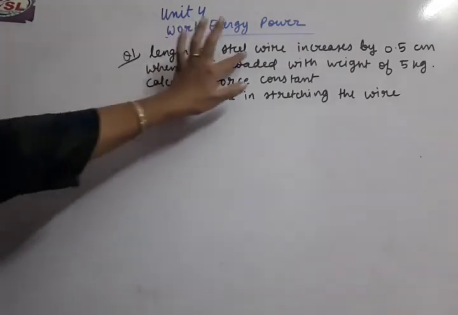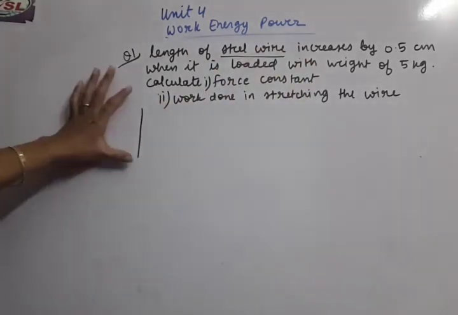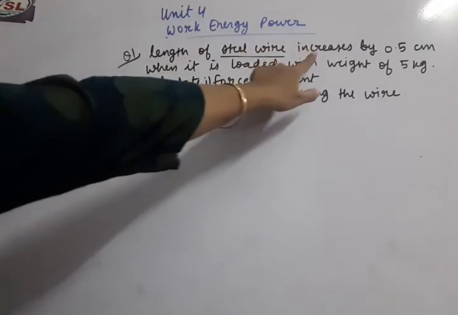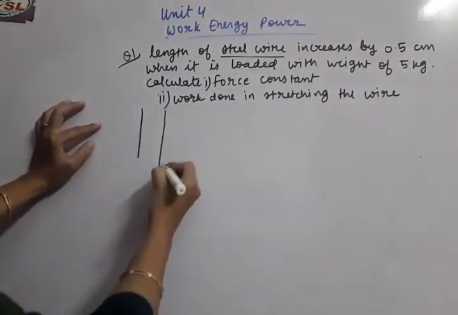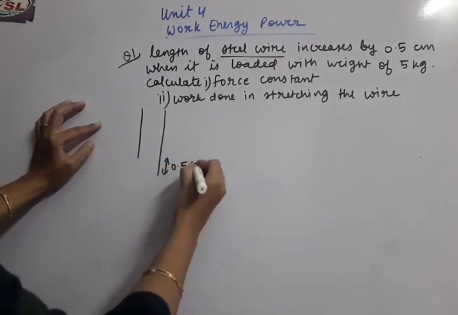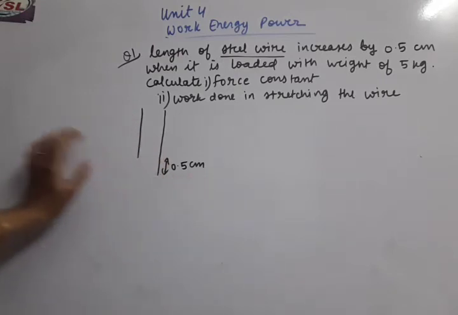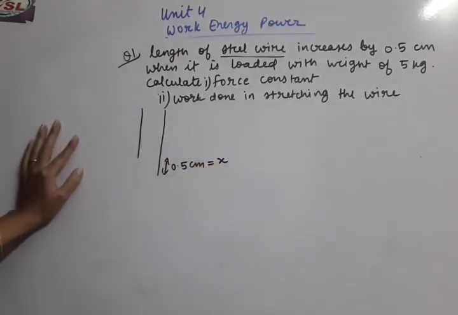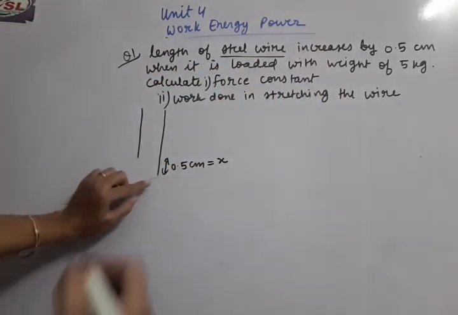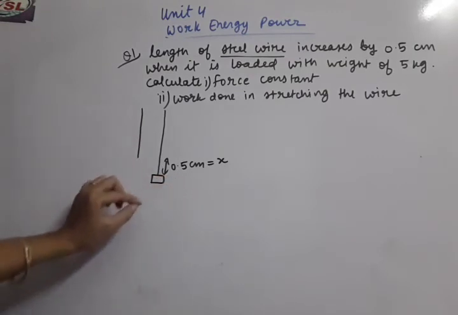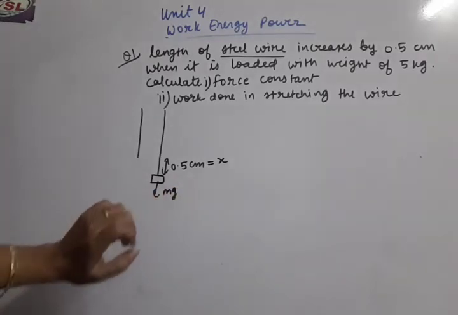Here in place of a spring we are given a steel wire. Suppose this is the wire. So length of the steel wire increases by 0.5 centimeter. The extension in the length of the wire is 0.5 centimeter. As you know, extension we can call x, when it is loaded with the weight of 5 kg. So here the load, when we have applied the load, means mg.